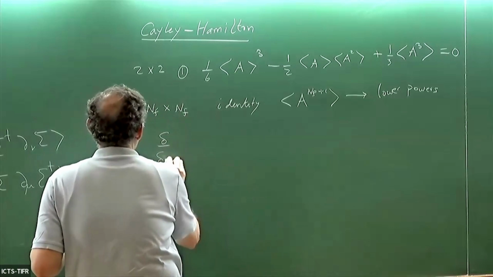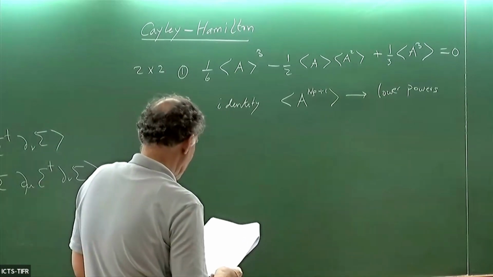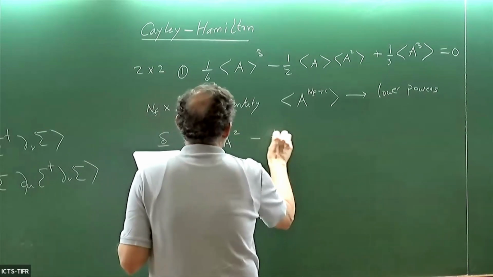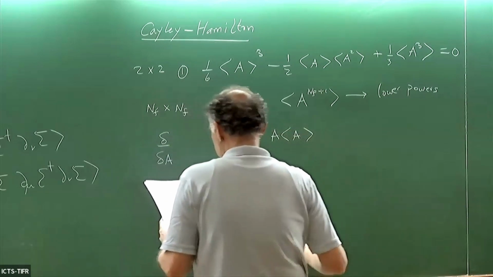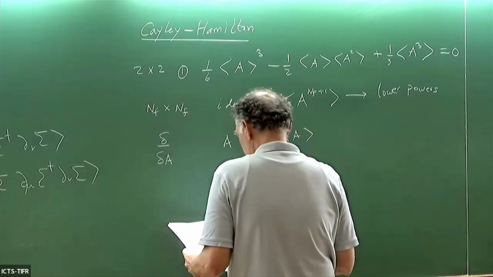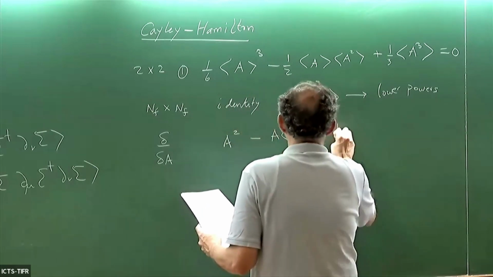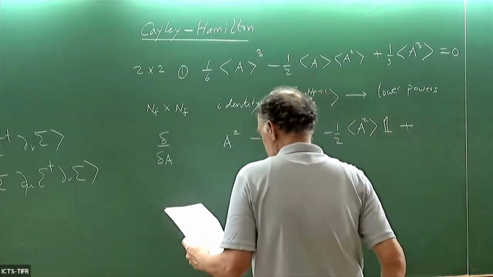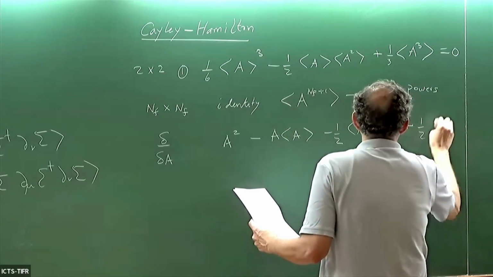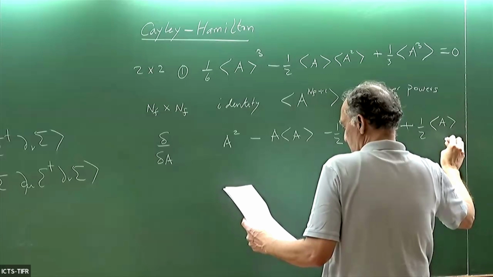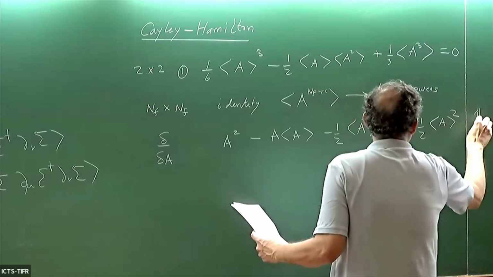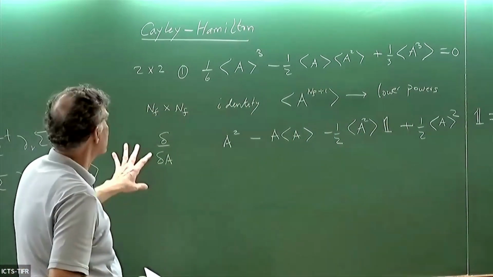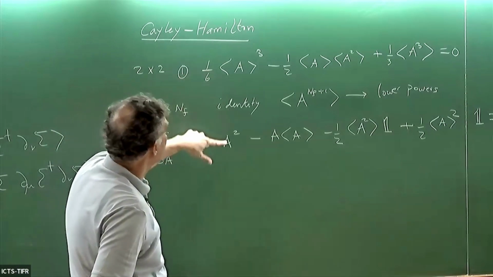If I then vary this identity with respect to A, take the first derivative, then what you find is that A squared minus A trace of A minus a half, let's see, the trace of A squared times the unit matrix plus a half trace of A squared times the unit matrix is equal to 0. So now you get a one lower order identity by differentiating with respect to A.